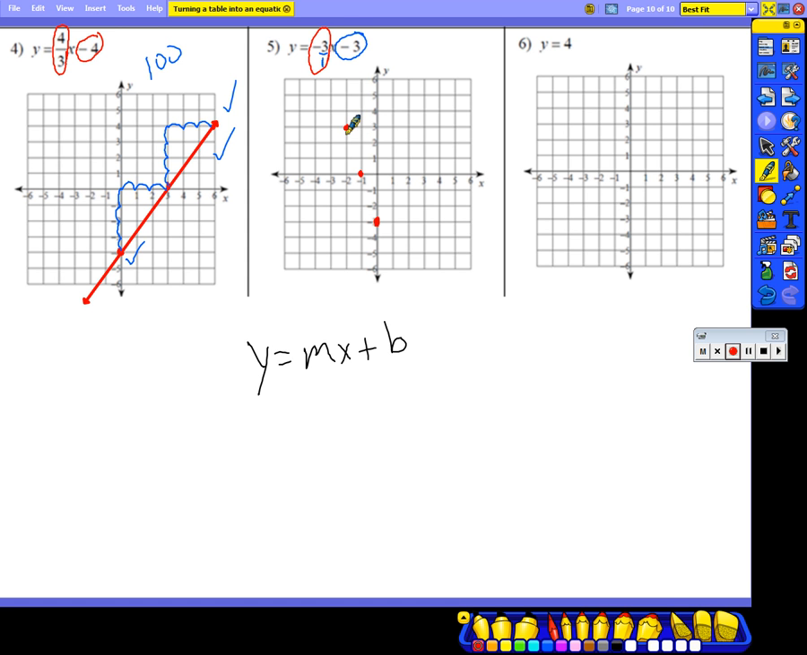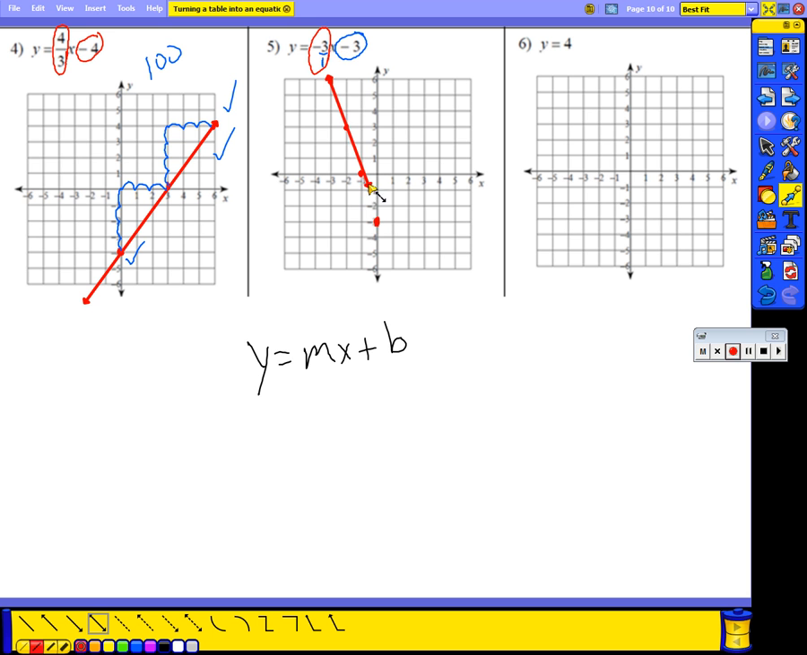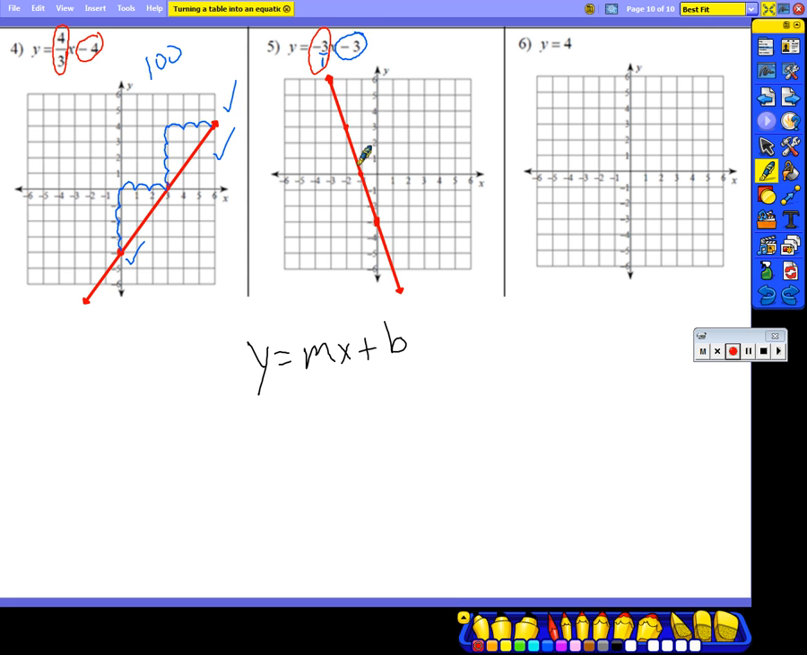I'll do it one more time. 1, 2, 3, run 1. All right. Now, whenever I connect these points, you can see that my line is heading downward, just like it should be. So now, let me grade it.